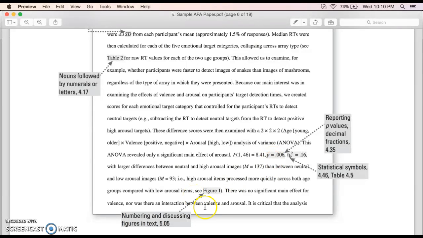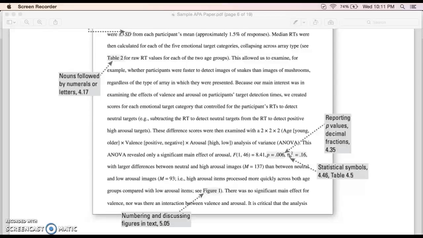Anyway, that pretty much sums up everything there is to know about how to report your results in APA format. If you have further questions, feel free to leave me some feedback and I will do the best I can to guide you to the correct answers.